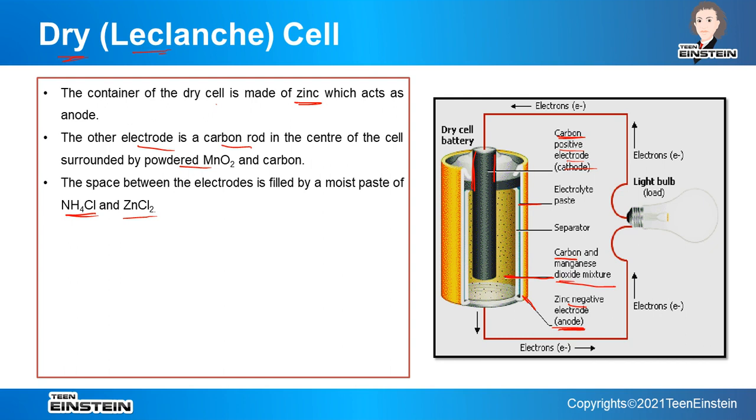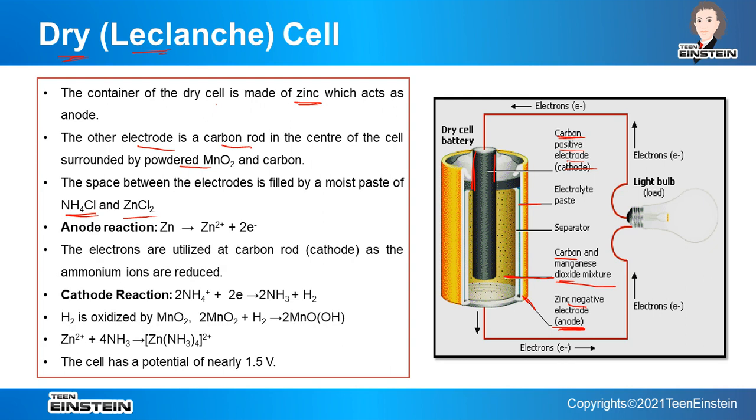Now we will see what reactions are going on at the anode and cathode. At the anode, this is an oxidation reaction, so Zn is converted to Zn2 plus by losing 2 electrons. These electrons will be utilized at the other electrode, the cathode. Here the electrons are accepted by the ammonium ion, which is reduced to ammonia. The hydrogen that is produced will be oxidized by manganese dioxide, because we have also taken the manganese dioxide mixture. So ultimately 2 MnOOH will be produced.